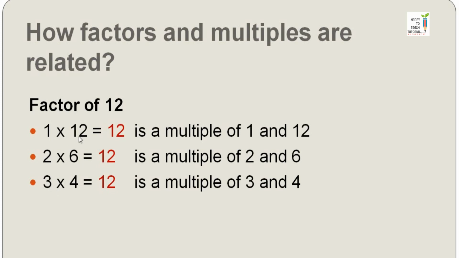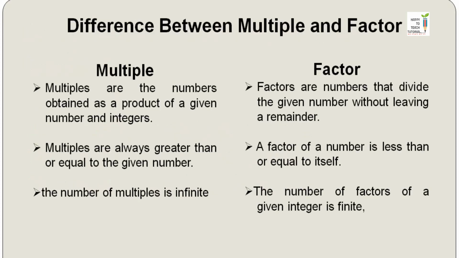I hope you better understand the concept of multiples and factors, and how they are related. Next, the difference between multiple and factor. Multiples are the numbers obtained as a product of a given number and integers, whereas factors are numbers that divide the given number without leaving a remainder. Multiples are always greater than or equal to the given number, whereas a factor of a number is less than or equal to the given number. The number of multiples is infinite, whereas the number of factors of a given number is finite.